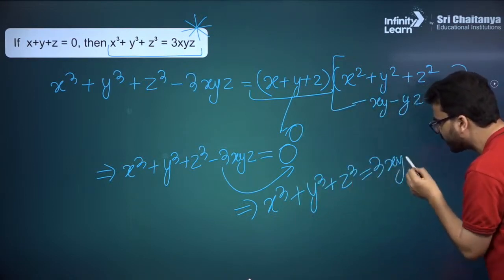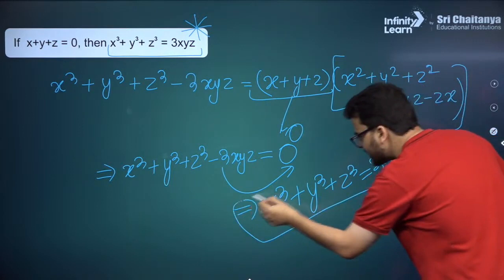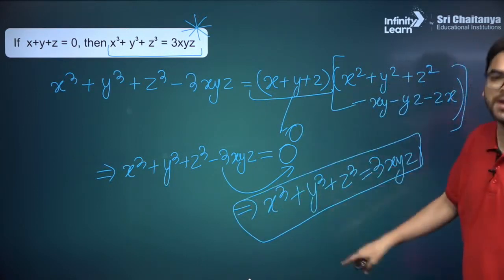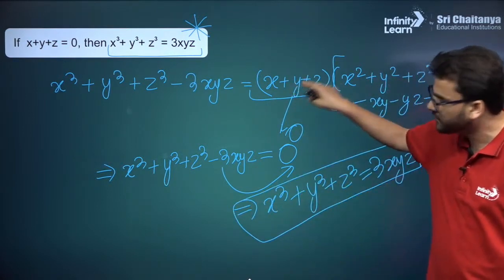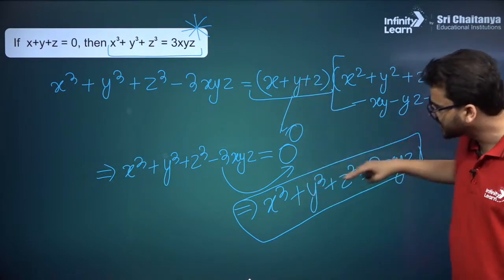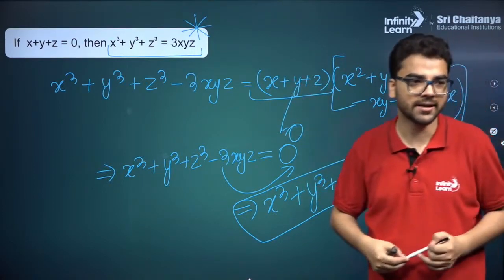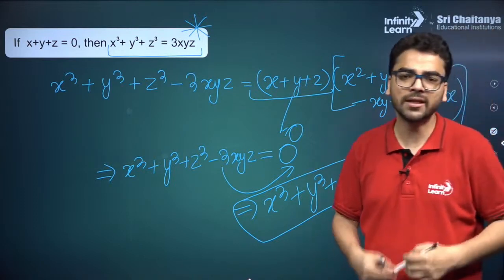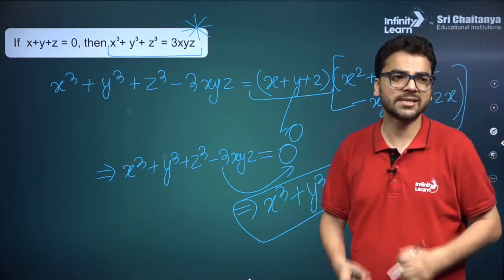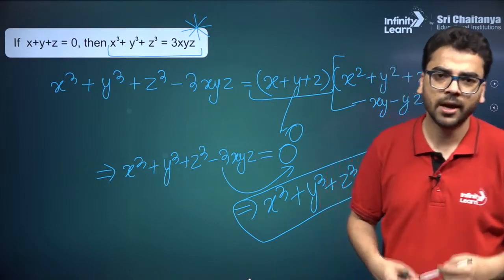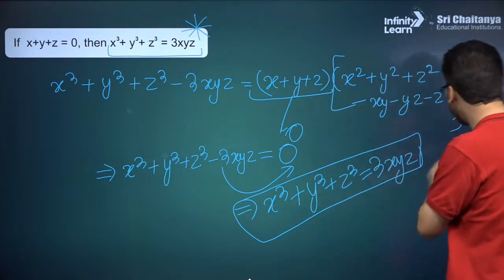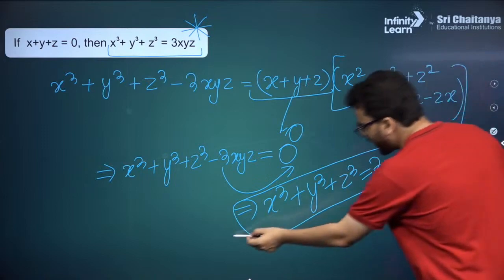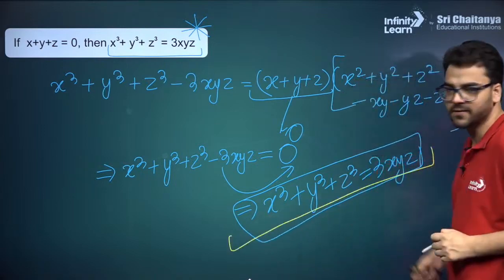Not every time. Again I'm saying this is a special result. When x plus y plus z is 0, then x cube plus y cube plus z cube is equal to 3xyz. Is it clear, Samir, Vinay, Vijay? Any doubt in that thing? Just confirm that, Ashutosh. When x plus y plus z is equal to 0, then x cube plus y cube plus z cube is equal to 3xyz.